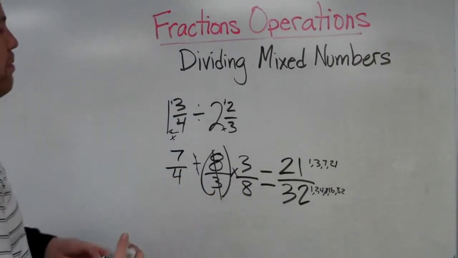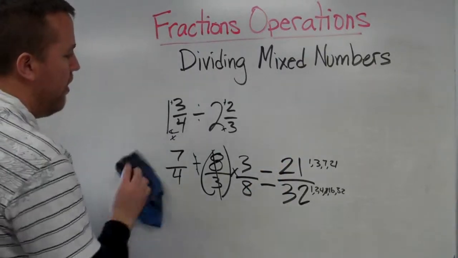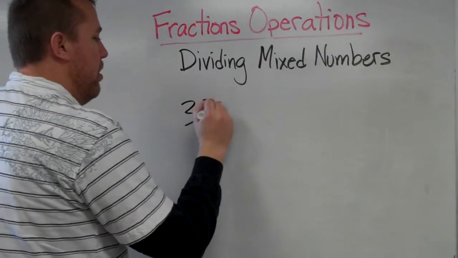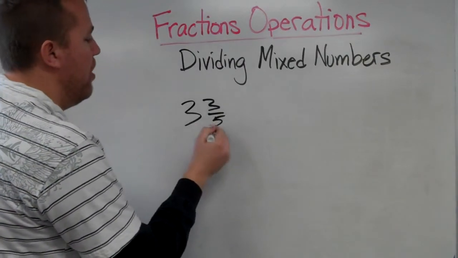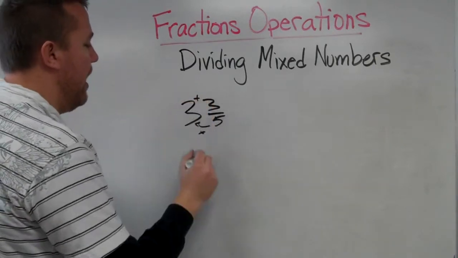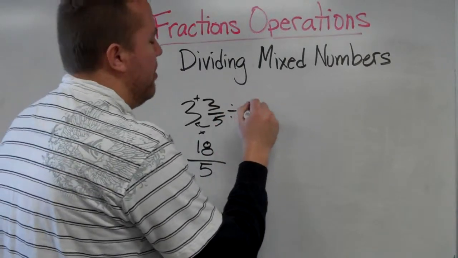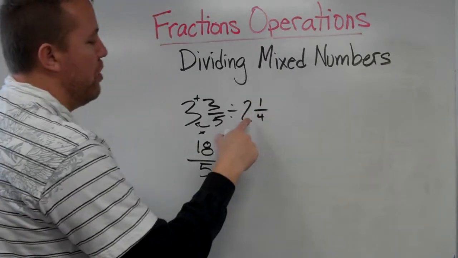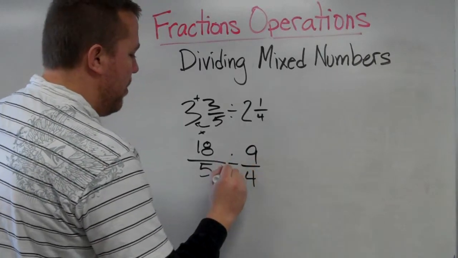So, dividing mixed numbers, let's just do another one here. I'll erase this really quickly. We have our mixed numbers, which we change into improper fractions. Multiply this way. 5 times 3 is 15, so 15/5 are in 3 wholes, and add that remainder. So we have 18/5, and I want to divide that by, let's just say, 2 and 1/4. Okay, 4 times 2 is 8, plus 1 is 9, so I want to divide that by 9/4.